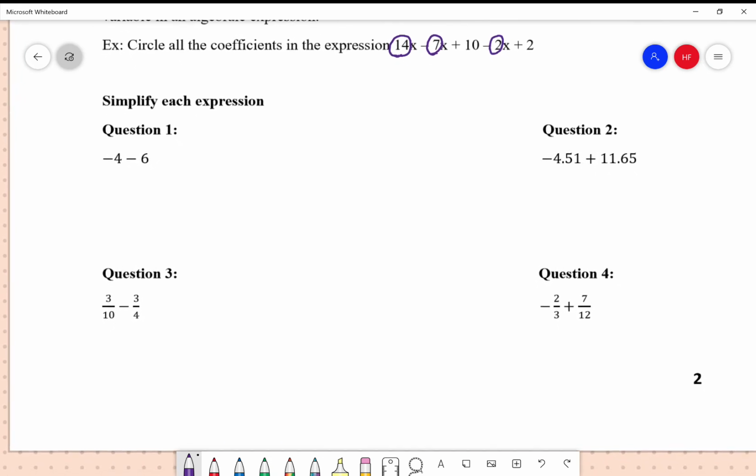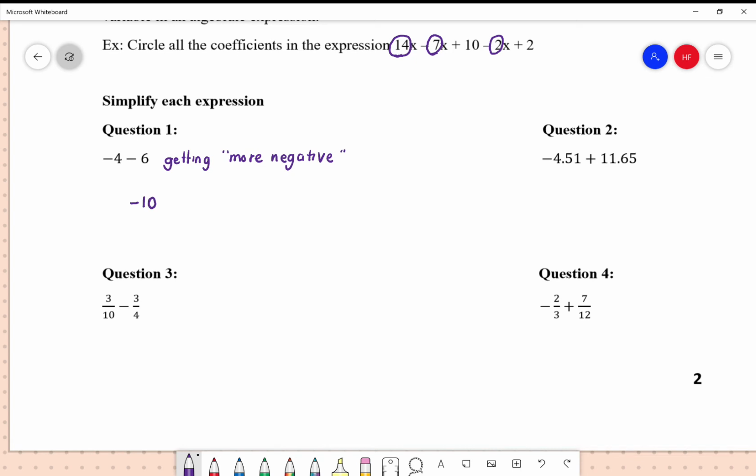On these, we're just going to simplify each of these expressions. So -4 minus 6. We're getting, as I like to put it, more negative. I know that is not correct English. But if we're going from -4 and taking away 6, we're getting more negative. So we are going to have a larger number. We're going to have -10.